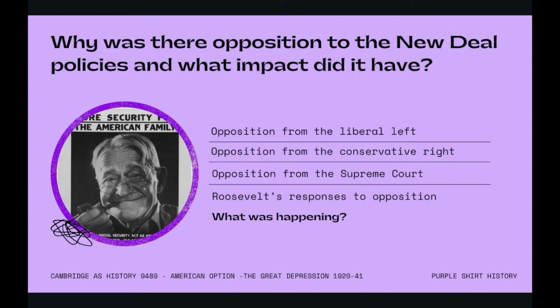Why was there opposition to the New Deal policies and what impact did it have? Starting from the left, the liberal left thought that many of the New Deal policies did not go far enough. There were many opponents on the left to the New Deal and what FDR was doing, but I'm going to just mention one guy because, in my opinion, he's the most interesting. Again, another great book that I will put in the description.